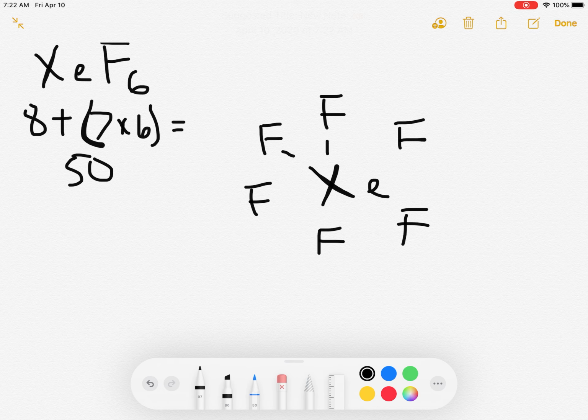So we're going to put in our single bonds, and then the lone pairs around the fluorines. And that is a total of 48 electrons there. So we have 2 left over. So remember, anytime you have anything left over, it goes on the central atom. So I'm going to put that lone pair right there. So we've got 2, 4, 6, 8, 10, 12, 14 electrons around xenon.